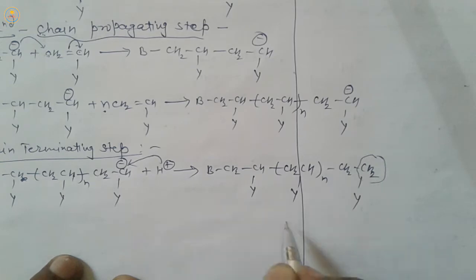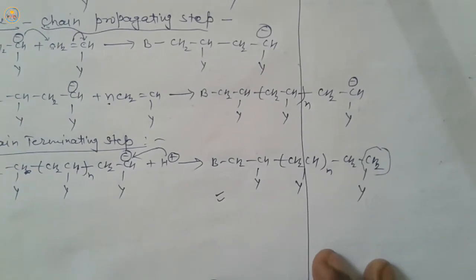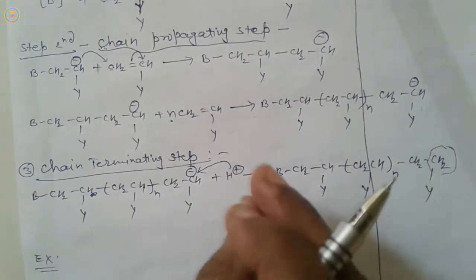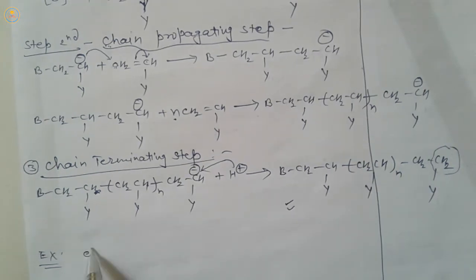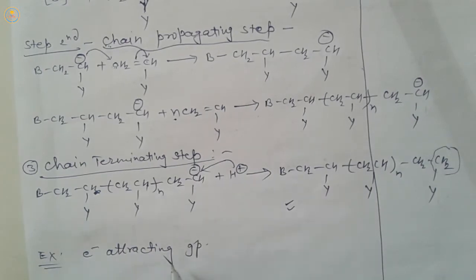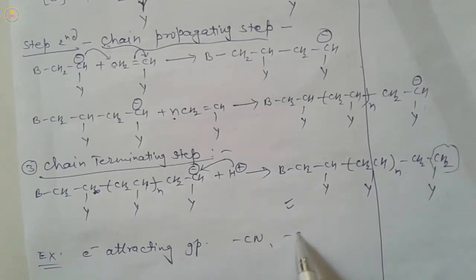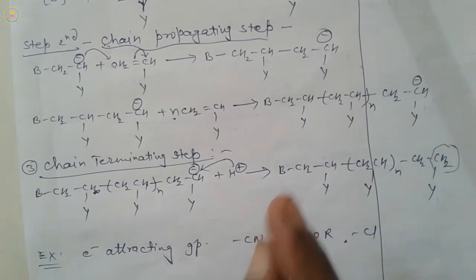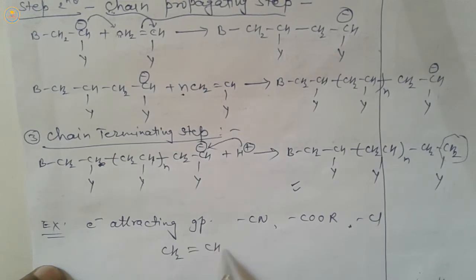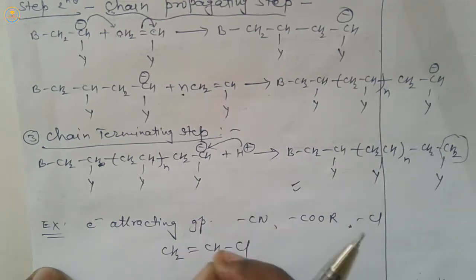CH2. It is a neutral polymer molecule. For example, all vinyl polymers containing an electron attracting group, very important, electron attracting group, that is cyanide, ester, chloride, etc. are polymerized by anionic polymerization. For example, very important, vinyl chloride, very important.